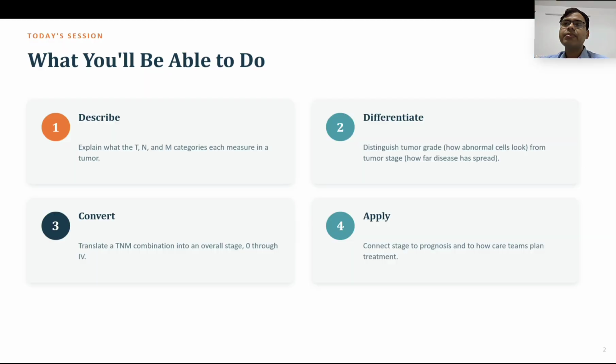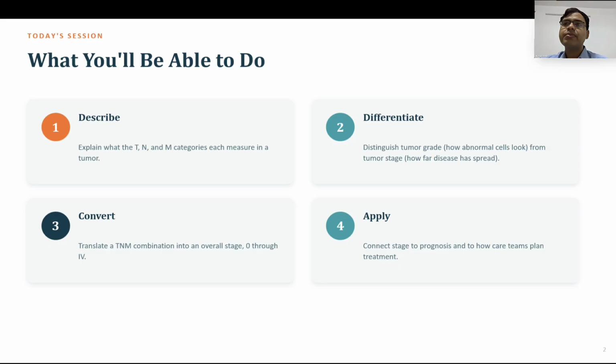Yeah. So once we are done with this 40-45 minute discussion, you'll be able to describe what the T, N, and M stand for, as we just started off. Secondly, you'll be able to differentiate how the abnormal cells and the normal cells differ. Thirdly, you should be able to translate a T, N, and M combination into an overall stage, as I said, 0 through 4.